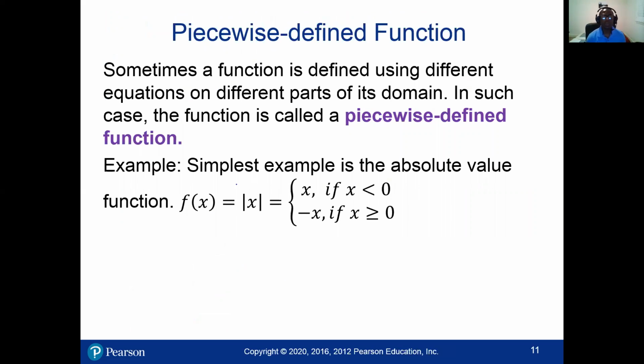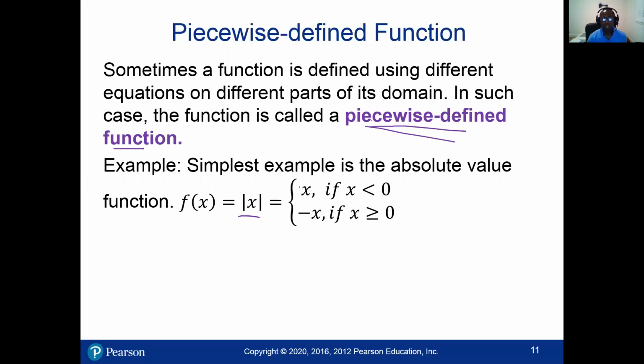All right, so now let's define a piecewise defined function. Sometimes a function is defined using different equations on different parts of its domain. When that happens, that's what we call a piecewise defined function. The simplest example we can give is the absolute value. By definition, it is equal to x if x is negative, and negative x if it is greater than or equal to.